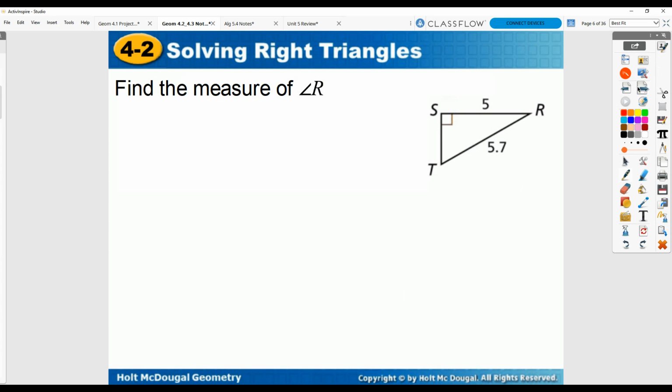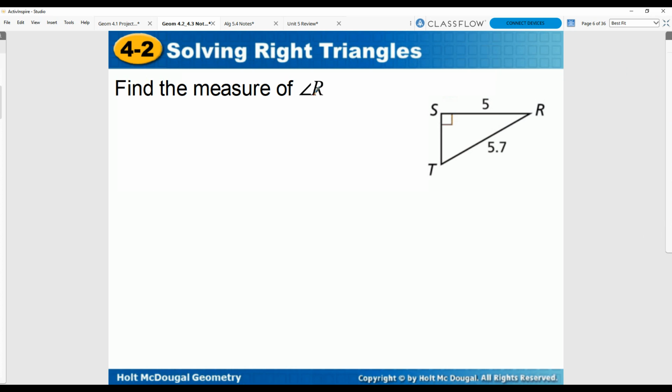Okay, so here we have this triangle, and we're trying to find out what is the measure of R. Okay, so angle R. So meaning you are right here at R, and you're trying to figure out what size that angle is. Okay, so we know we're located at R, so let's go around the triangle and label it just like we've been doing. So this would be your hypotenuse, this would be your opposite side, and this would be your adjacent side.